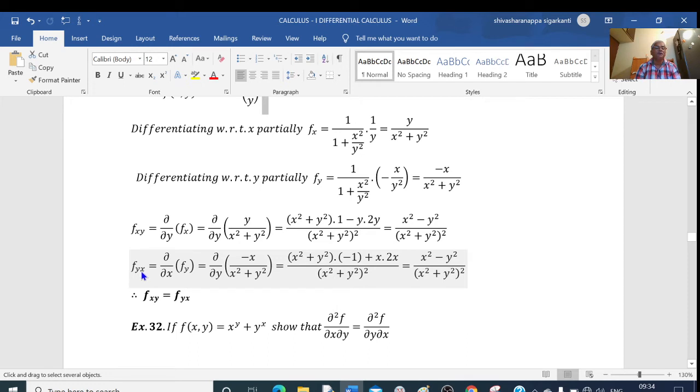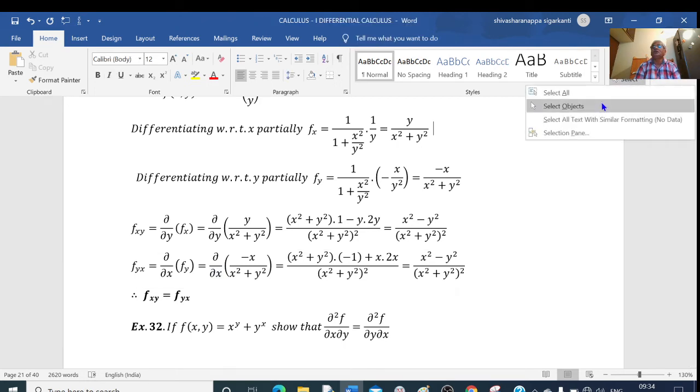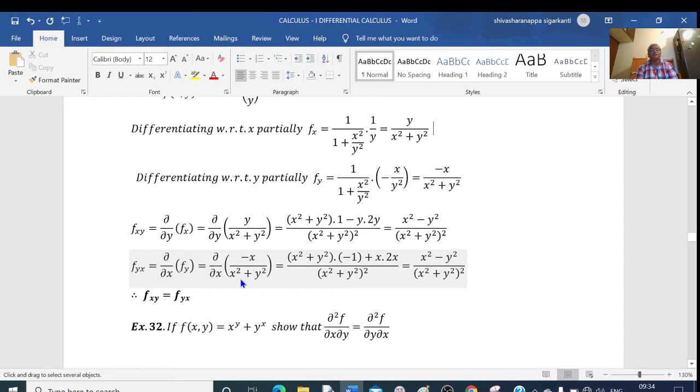Then what is fyx? This is nothing but the differentiation of fy with respect to x partially. What is my fy? Fy is here minus x by x square plus y square. So this is dou by dou x of fy, that is dou by dou x of minus x by x square plus y square. Again here, numerator consisting of x, denominator also consisting of x, therefore we have to apply the quotient rule.